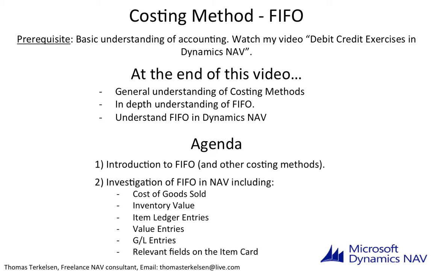So we'll be doing some purchases and a little bit of selling, and in this process I'm going to go through the concepts of cost of goods sold, the inventory value of this particular FIFO item, the item ledger entries, the value entries, the GL entries, and any relevant fields on the item card. And I'm going to investigate those different concepts for each transaction and see how they change and explain to you why they change.